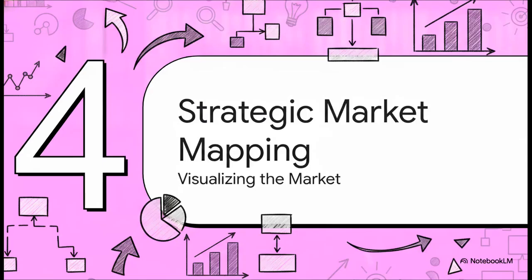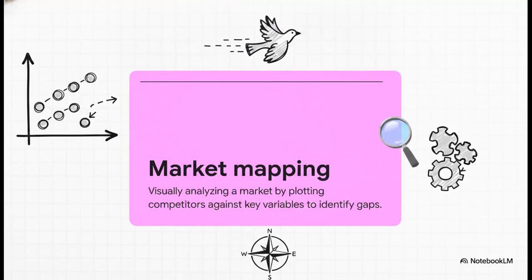Excellent work! Now we're shifting our focus over to visual strategic tools as we enter Section 4, Strategic Market Mapping. Let's keep the energy high for the final stretch. You can think of market mapping as the ultimate bird's-eye view of a market. The formal definition is the process of visually analyzing a market by plotting competitors, products, or brands against key variables.